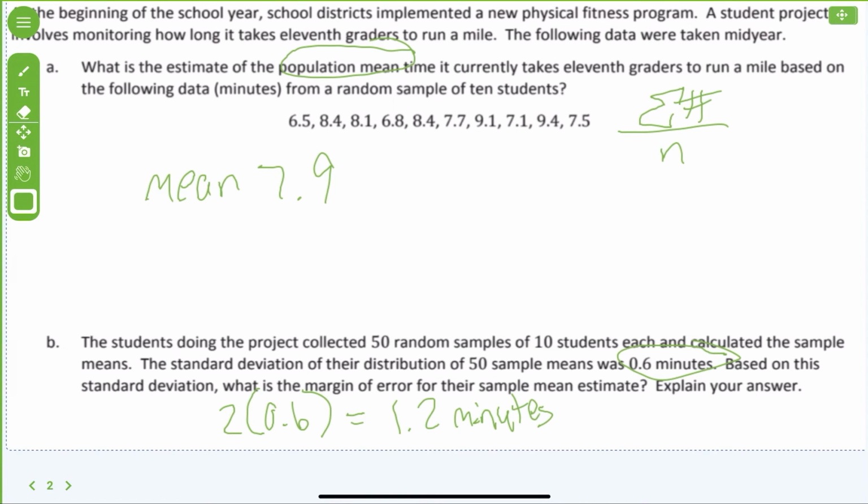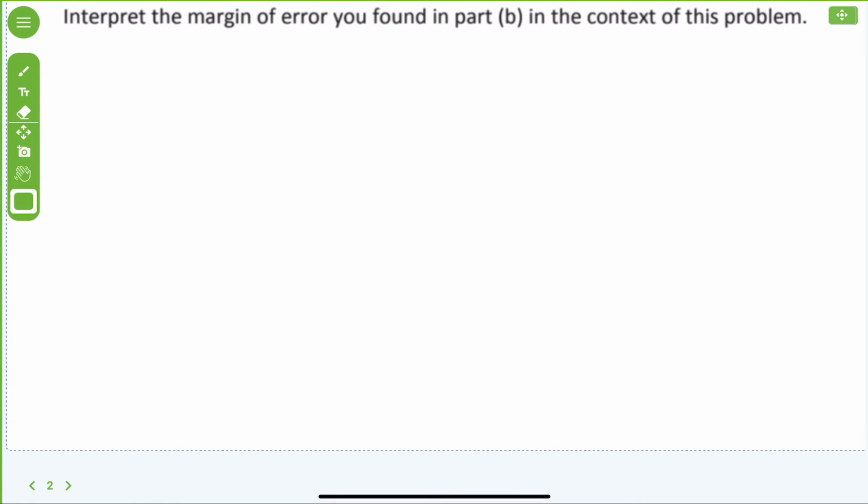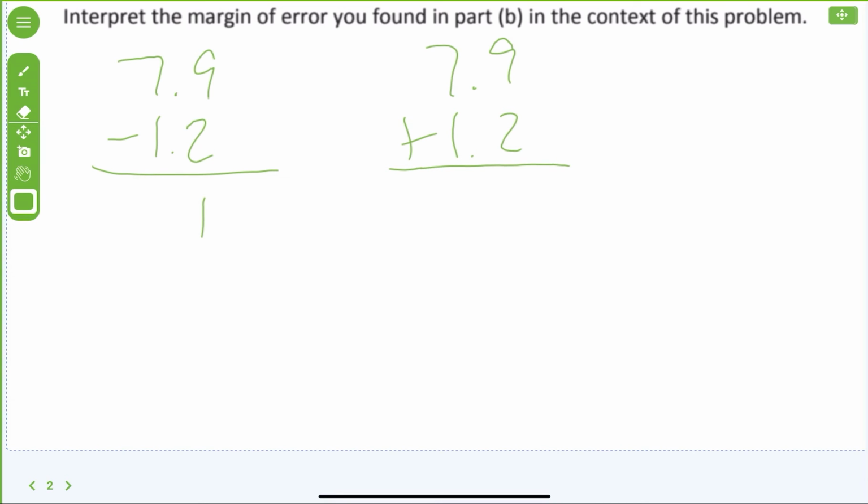Now let's go to C. It says, interpret the margin of error you found in B in the context of this problem. Okay, so what we would say is 7.9, which is the mean, minus 1.2, and 7.9 plus the margin of error. And this would give us, oh, that's not right, that's a 7, so 6.7.